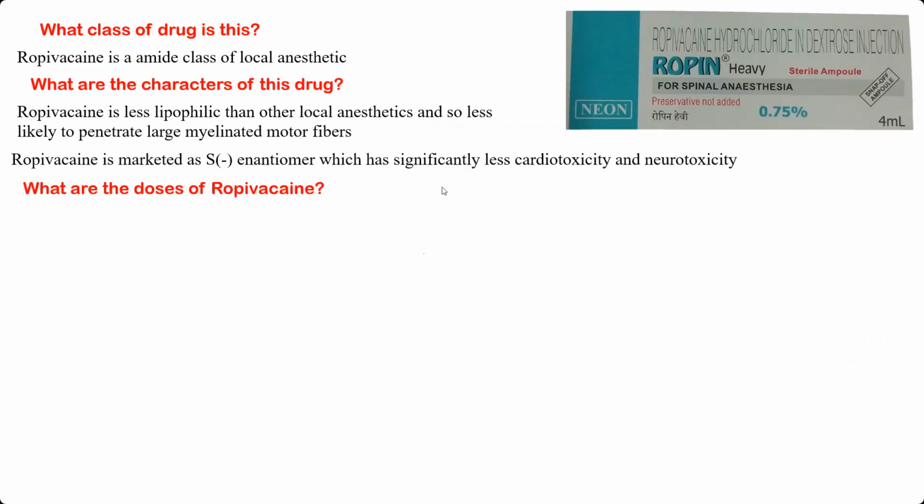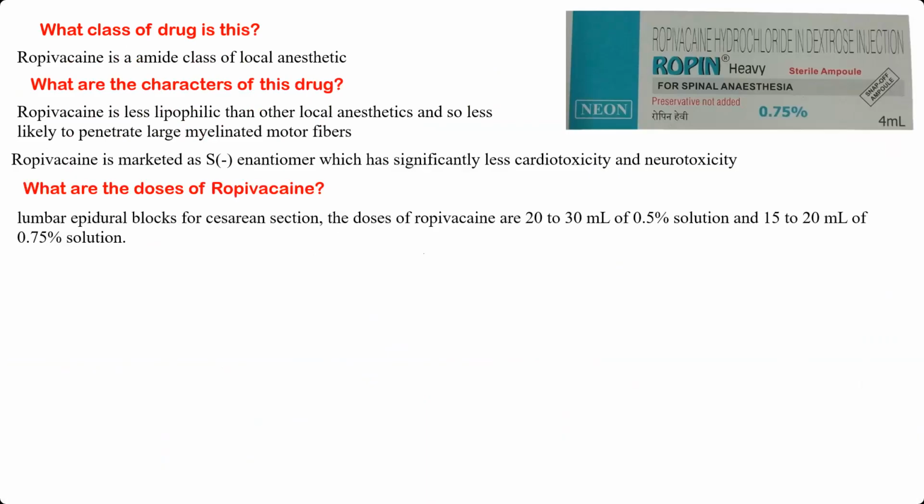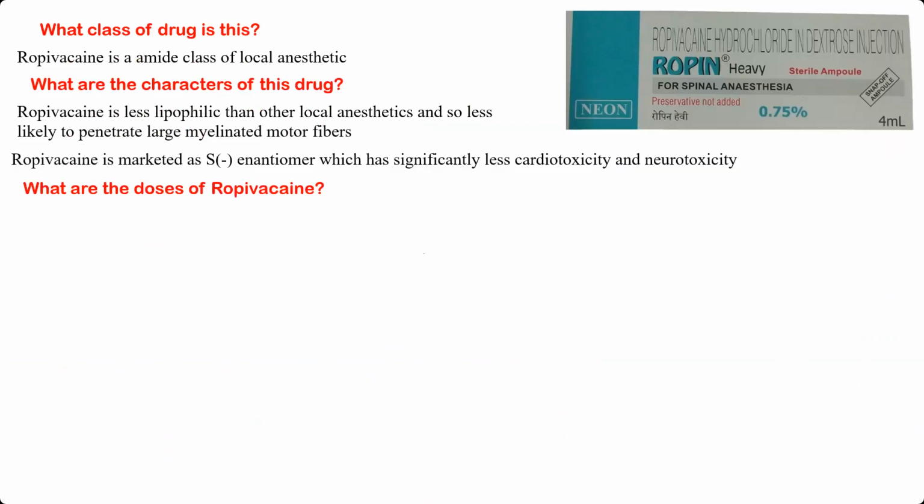What are the doses of ropivacaine? Is it only the spinal preparation which is available, or are other preparations also available? Other preparations for nerve blocks: we have 0.2, 0.5 and 0.75. Yes, we have 3 preparations. Very good. So for lumbar epidural, for cesarean section, what is the dose?